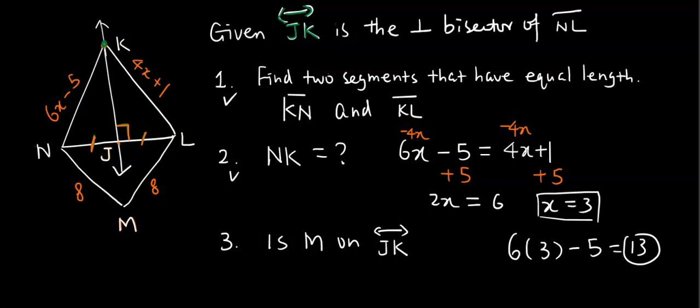Let's look at question 3. Question 3 asks us, is point M on line JK? Let's recall the converse of the Perpendicular Bisector Theorem. In the plane, if a point is equidistant from the endpoints of a segment, let's pause. Did you see point M? M to L and M to N, they are equidistant. Why? Because ML equals MN equals 8. So that tells us these two are equidistant.